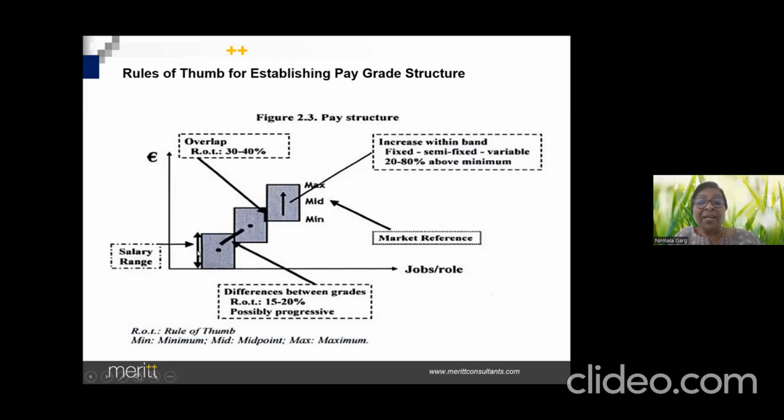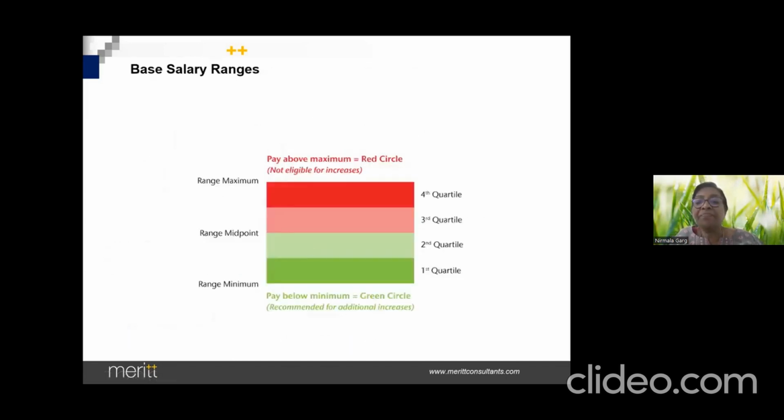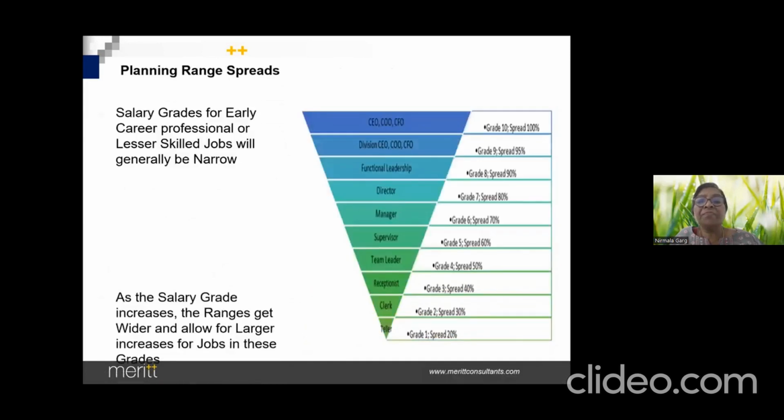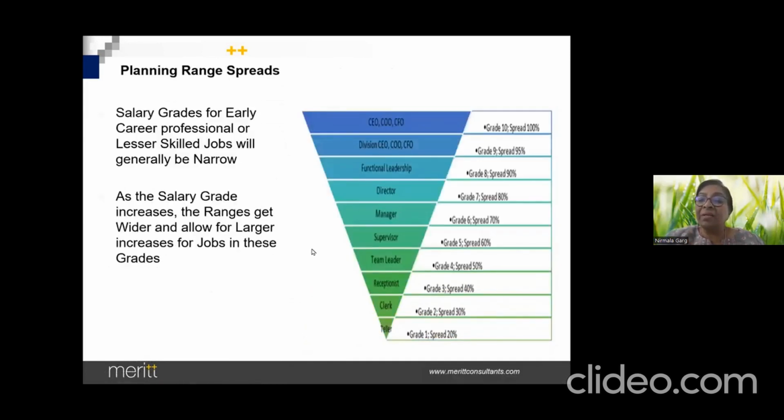Lower grades can be just 15 to 20% width. Higher grades will have higher width, because there is a certain thumb rule. What is the thumb rule? That lower grades will have lesser spread, 10%, 20%.